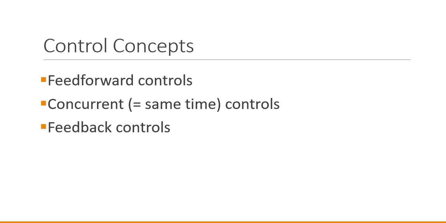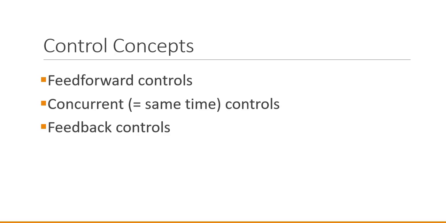Several control concepts regarding when control activities take place are feed-forward controls, which are controls that are implemented before activity happens. Concurrent controls are happening at the same time activity happens, and feedback controls happen after activity occurs.